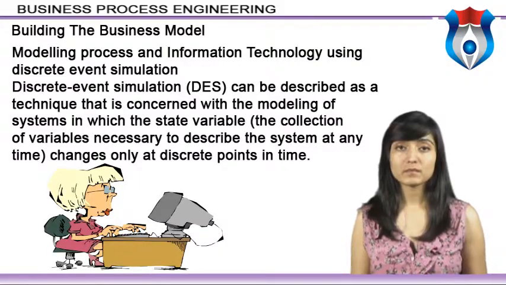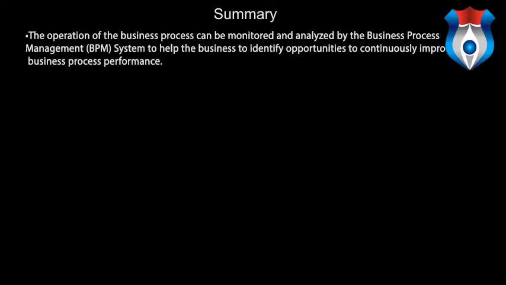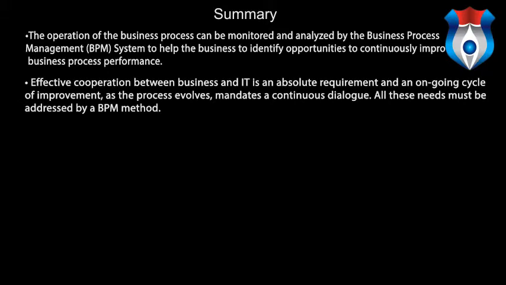Now in the end, let us summarize what we have learned in this lecture. The operation of the business process can be monitored and analyzed by the Business Process Management (BPM) system to help the business to identify opportunities to continuously improve business process performance. Effective cooperation between business and IT is an absolute requirement and an ongoing cycle of improvement as the process evolves mandates a continuous dialogue. All these needs must be addressed by a BPM method.